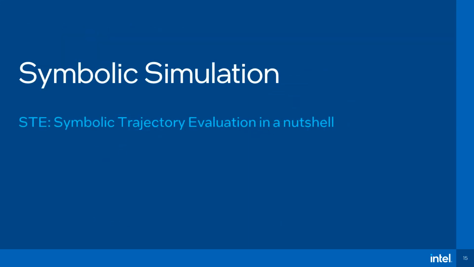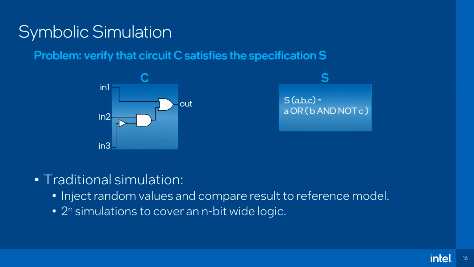Now let's first understand how symbolic simulation works, and then we will learn how it answers these challenges. This is the basic problem of hardware validation of any kind. We have a circuit C, and we want to make sure it satisfies the specification S. We usually build a reference model according to the specification, we run a simulation, and compare.